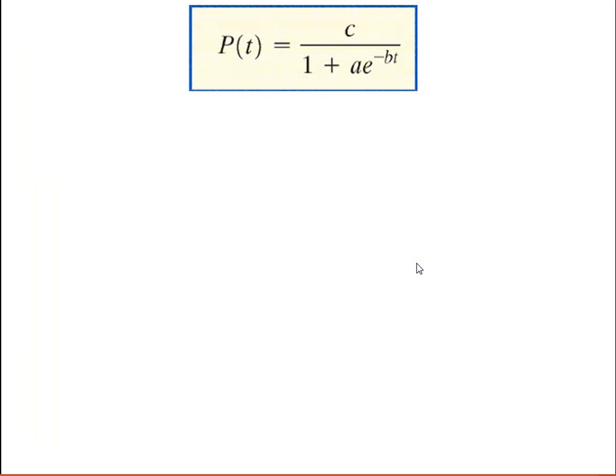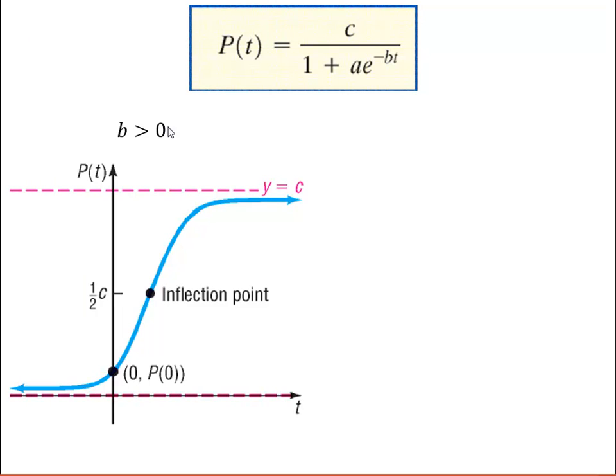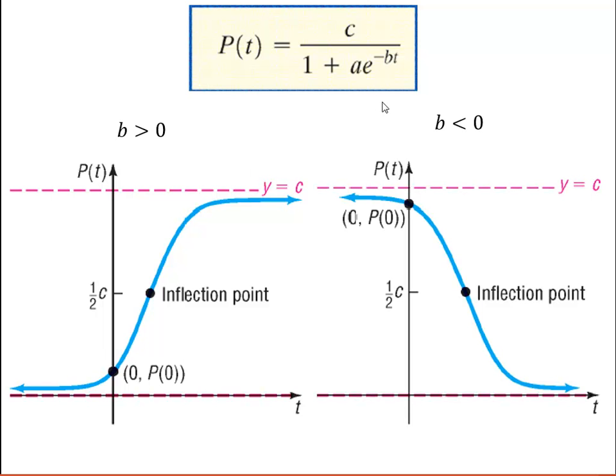So if B is positive, we're going to get what we call growth. So C is my carrying capacity. It's the plateau of my population, and here's my initial population. So my population grows exponentially at first, but then it plateaus. If this B value here is negative, I'm going to get decay. So I'm going to have an initial value, and then it's going to decay down to 0.